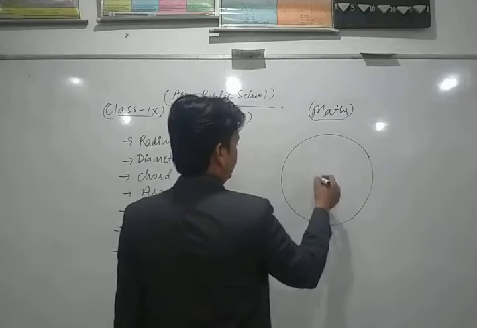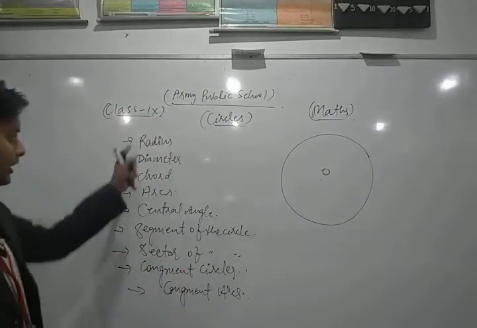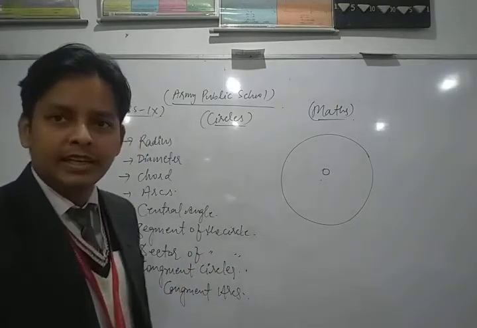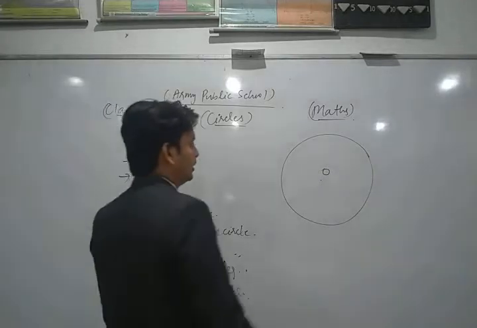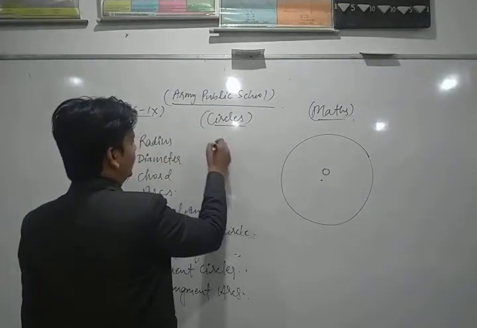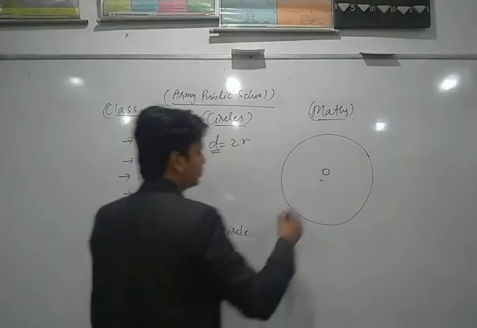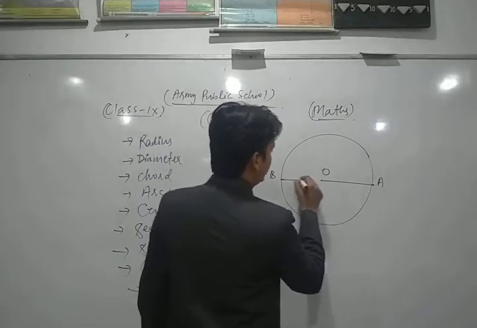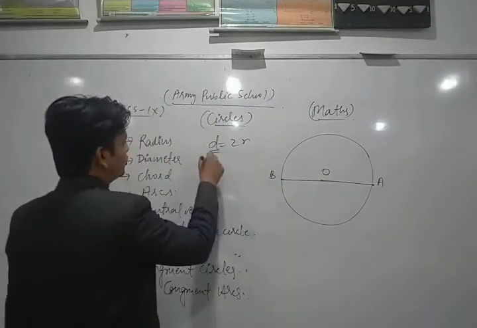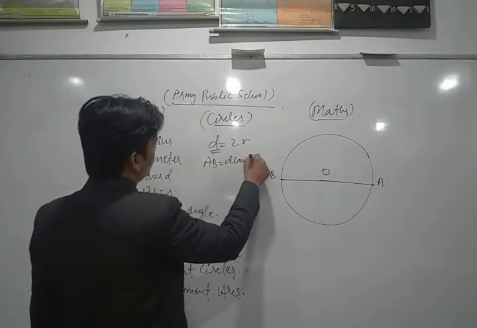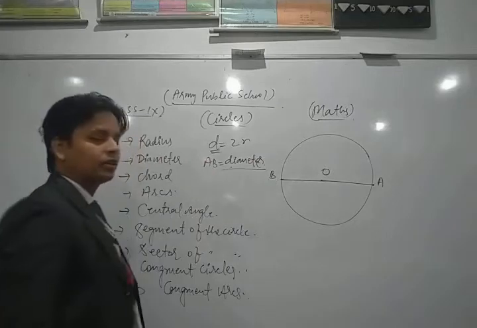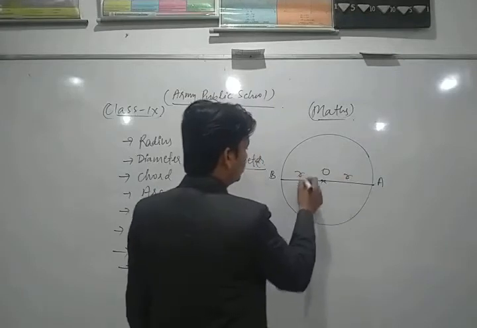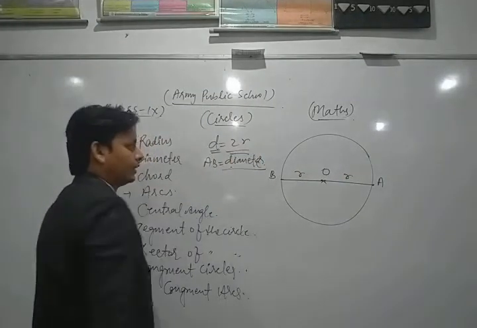Suppose that this is the circle, O is the center of the circle, and the radius is clear. The distance between the center and any point on the circle is called the radius. Now diameter: the double of the radius is called the diameter, and diameter is denoted by D. Suppose A and B are points on the circle and we join OB and AB. Here AB is your diameter of the circle, meaning double its radius. OA is equal to OB is equal to the radius, so diameter AB is equal to 2r.